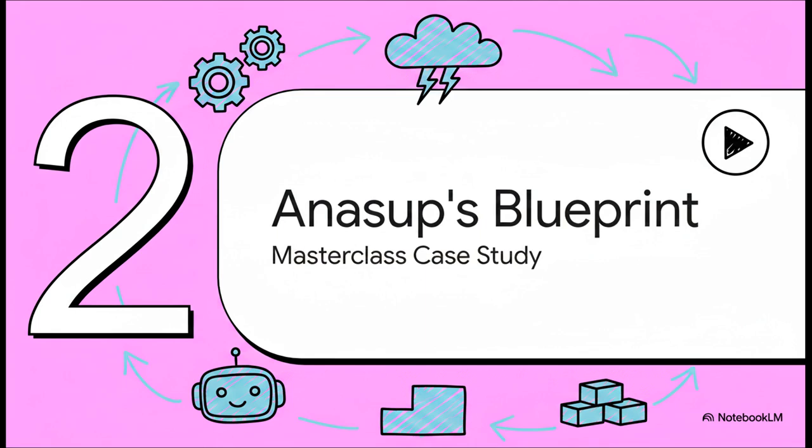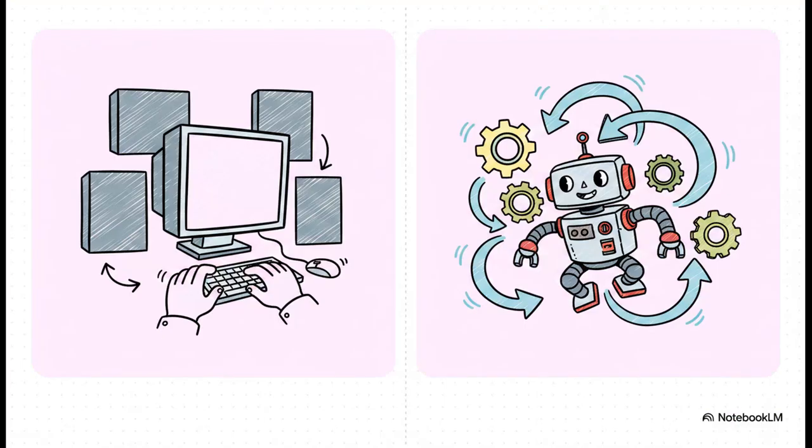Moving right along to Section 2, Anasup Consulting's Blueprint, which is our masterclass case study for today. Now, what's really interesting here is the core comparison. Standard scripting, as we know, relies really heavily on static logic. You, the developer, have to manually anticipate and write out every single edge case and error handling routine. It is incredibly labor-intensive, but agent-based construction flips that entirely.